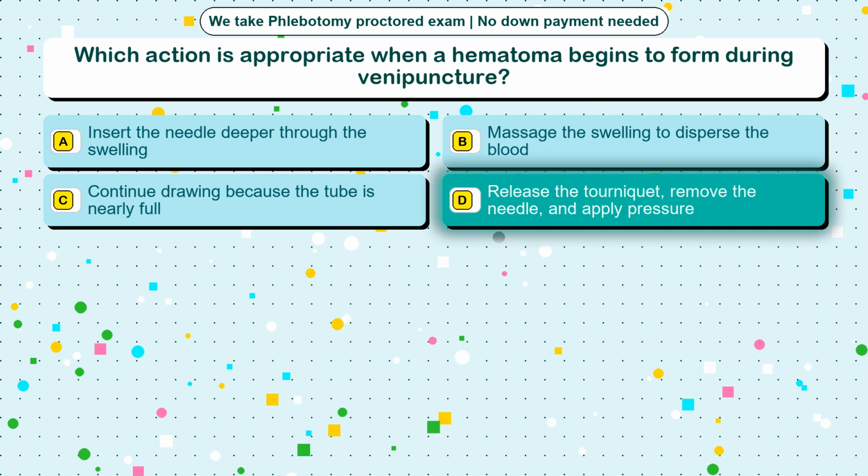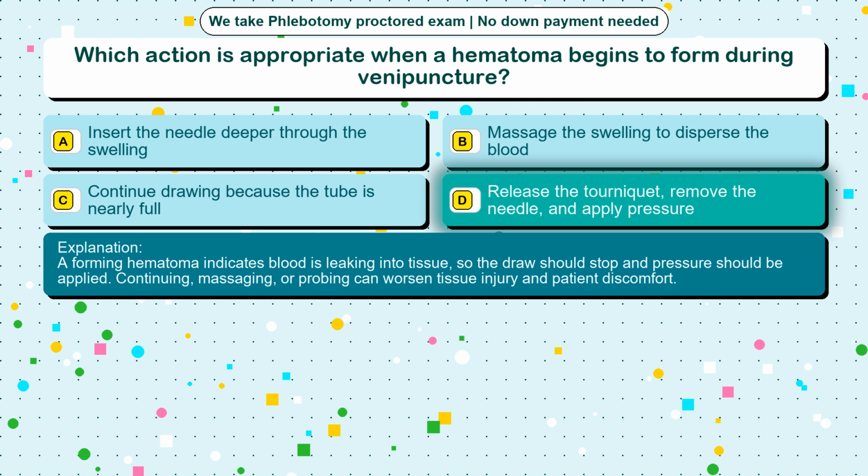The correct answer is option D. Release the tourniquet, remove the needle, and apply pressure. A forming hematoma indicates blood is leaking into tissue, so the draw should stop and pressure should be applied. Continuing, massaging, or probing can worsen tissue injury and patient discomfort.